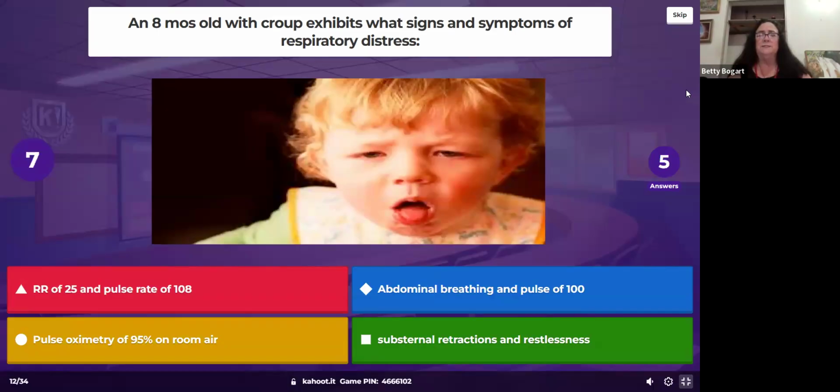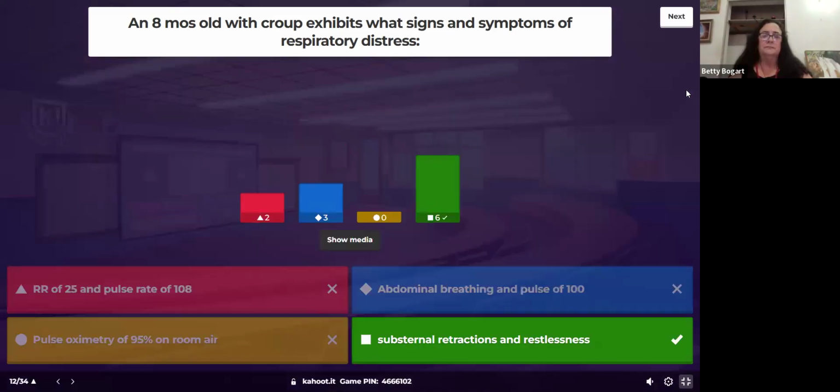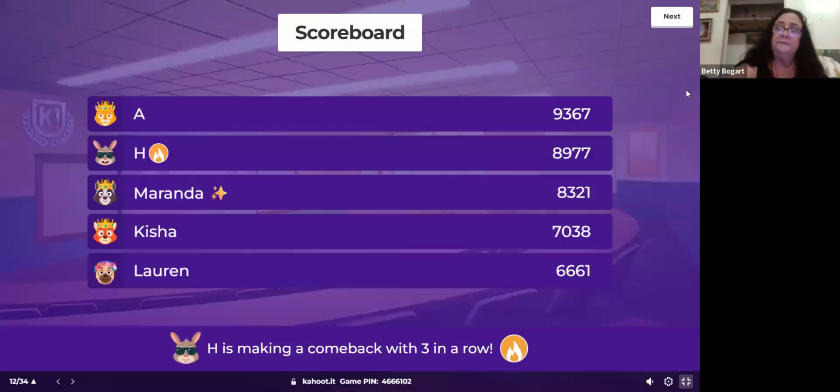Respiratory distress, 8-month-old. And it's just that signs, which is substernal retractions and restlessness. Respiratory rate of 25 and 108 is an 8-month-old who's sound asleep and fine. O2 sats of 95 on a child is fine. Under 92, we treat. And then having an 8-month-old abdominal breathing, pulse of 100, that's normal.